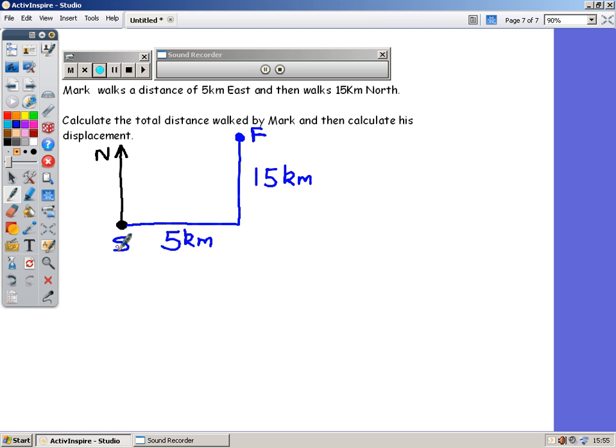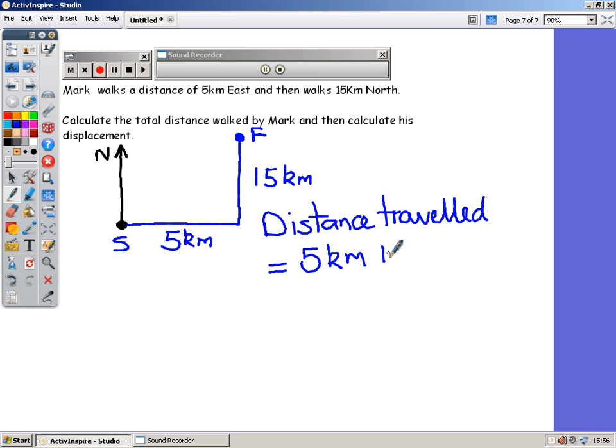So when you're calculating distance, that's just the total distance that he's walked. So the distance travelled is equal to 5 kilometers plus 15 kilometers, so it's 20 kilometers. And distance is a scalar, so we don't require to put in a direction.